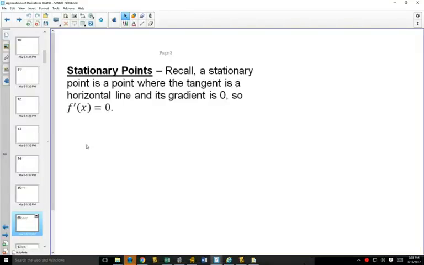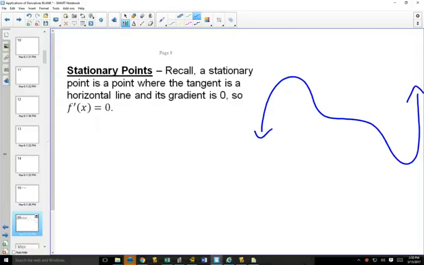So today we're going to classify some things with our graphing. The first thing we're going to look at are stationary points. Now, stationary points are any point where the tangent is 0. It includes maximums and minimums, and we're also going to learn that it includes some other points called stationary points of inflection.